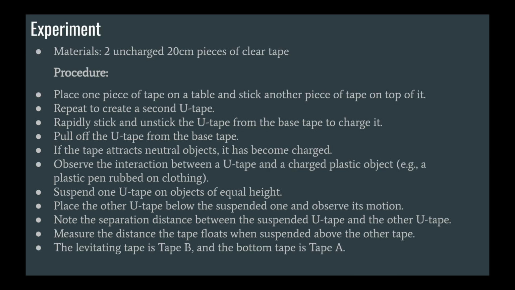These are the experimental procedures I used to conduct my lab. For this lab, I used 2 uncharged pieces of clear tape. These 2 tapes acted as my system A and system B, and I created U tapes, and then I charged the tapes, tested for charge, and observed the interactions. Then I suspended one U tape on objects of equal height, placed another U tape below the suspended one, observed its motion, and measured that distance. And then I also observed interactions between the tapes and charged objects like a plastic pen. Feel free to pause this video and read my procedure in more detail.